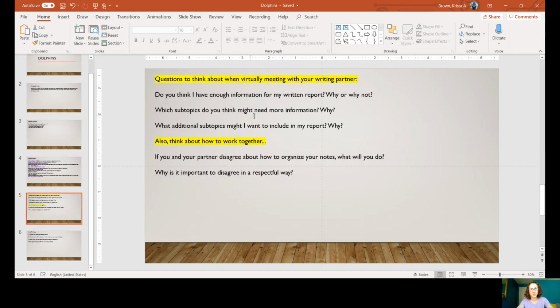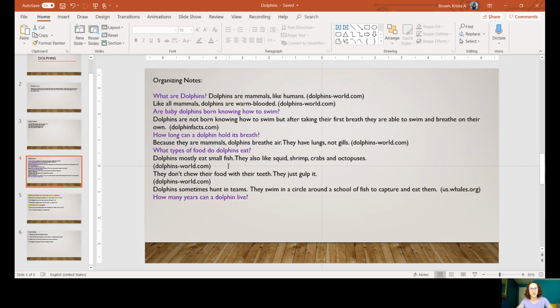What subtopics do you think need more information? Oh, well, I just answered that. Those 2 subtopics that didn't have enough, it was pretty obvious. I don't even have an answer here. And this one about holding its breath is incomplete. And I mean, I could even get a little bit more information about what are dolphins. I'm sure there's more I could add there at the very least.